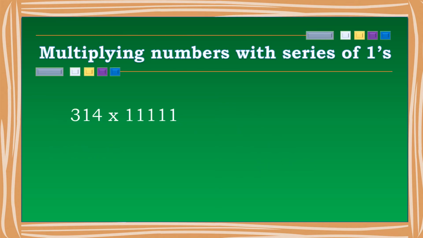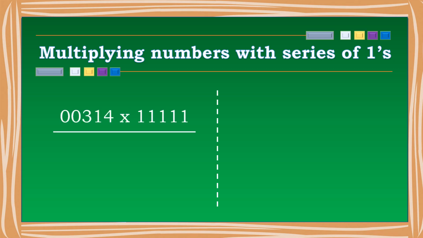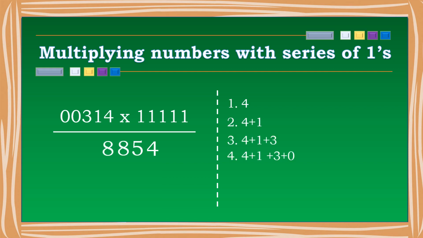In this question, the multiplicand is having 3 digits, whereas the multiplier is having 5 digits. So we have to make up the multiplicand for 5 digits by adding 2 zeros to it like this. Next, the process is simple. 4 will be written as it is. Second step 4 plus 1, 5. Third step 4 plus 1 plus 3, 8. Fourth step 4 plus 1 plus 3 plus 0, 8 again. Then fifth step 4 plus 1 plus 3 plus 0 plus 0, again 8.